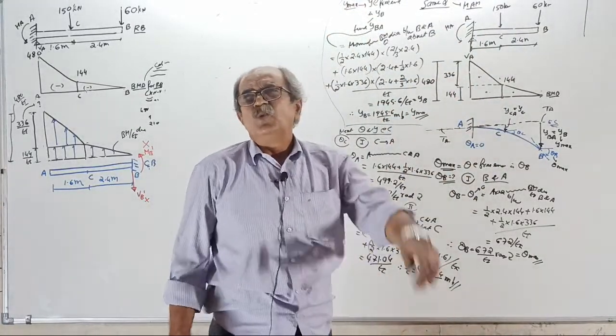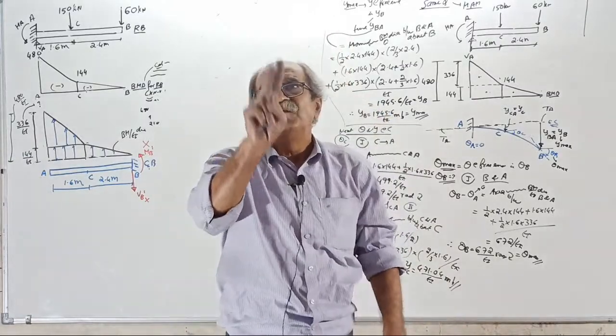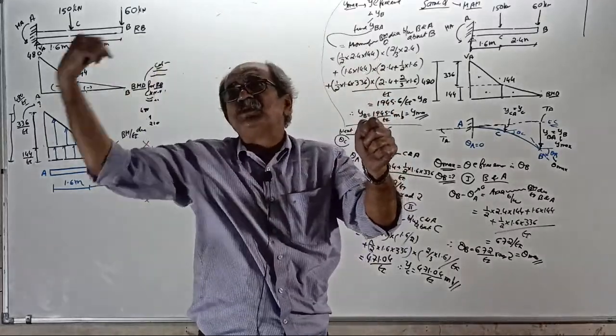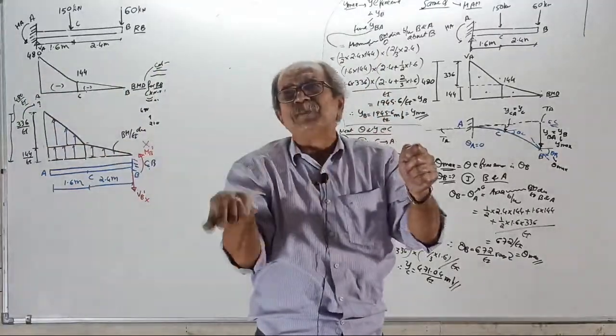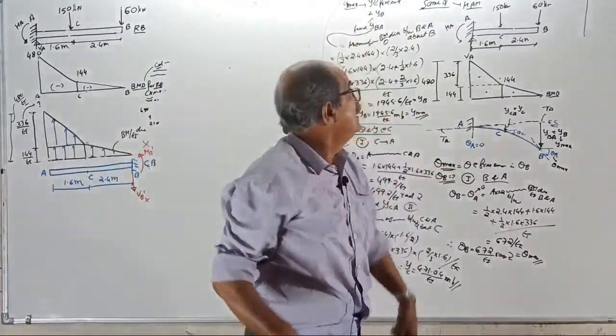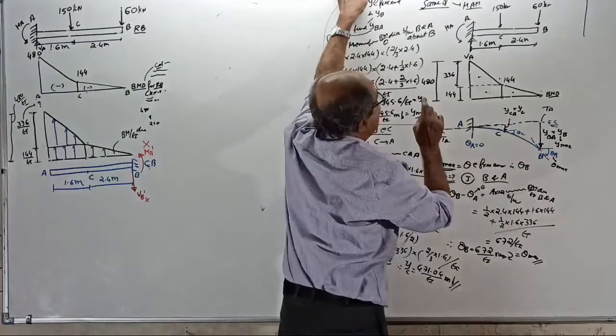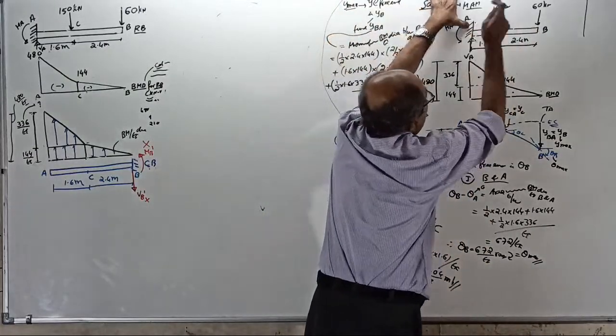Deflection. Wherever you want deflection, apply second theorem from that point up to fixed end. Moment of the area of the BM by EI diagram between that point and fixed end, about that point. If you want deflection at B, moment of the area of the BM by EI diagram between B and A, about B.